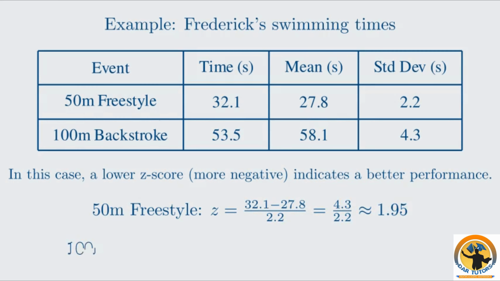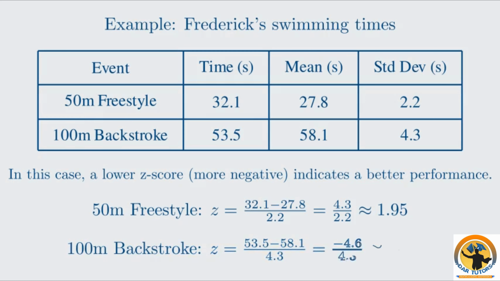Now for the 100 meter backstroke. The time is 53.5, the mean is 58.1, and the standard deviation is 4.3. This gives us negative 4.6 over 4.3, which is about negative 1.07. This is a very good result. He was more than 1 standard deviation faster than the average.